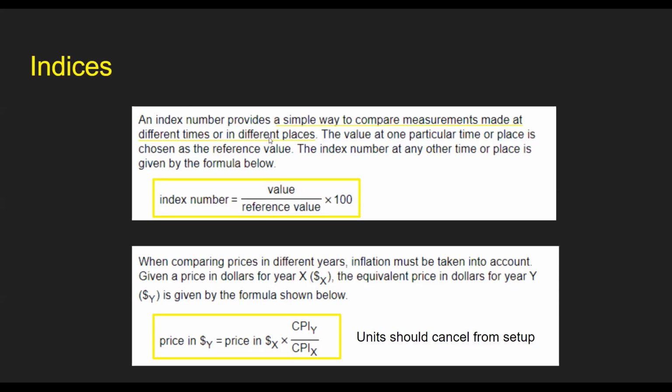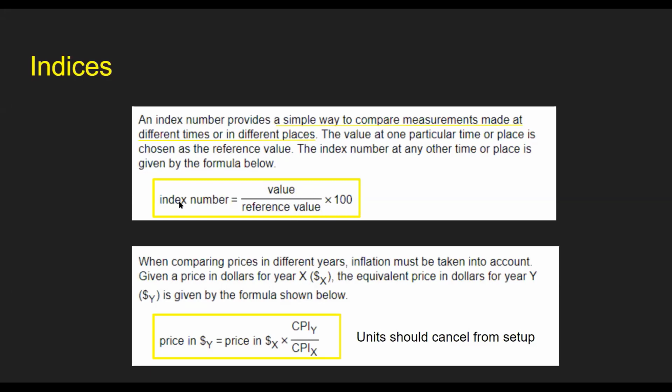Your equation that you're going to see in your book for index number, this will pop up in your homework, and this is straight from your book. An index number will be equal to a value for a particular time period or for a particular location divided by a reference value. And then on the right, they multiply by this times 100. And we'll talk about that a little bit more.